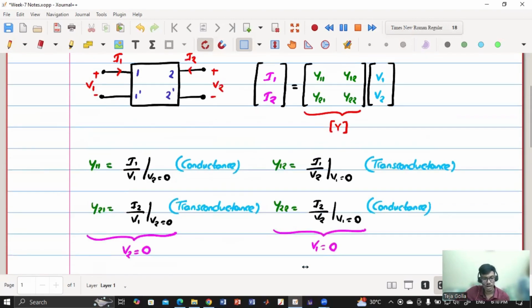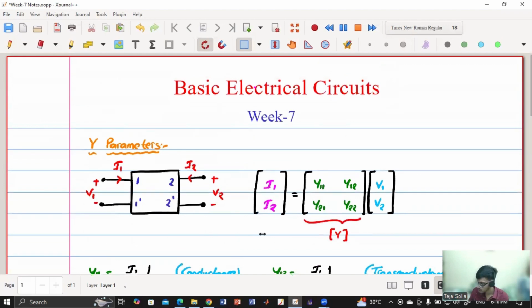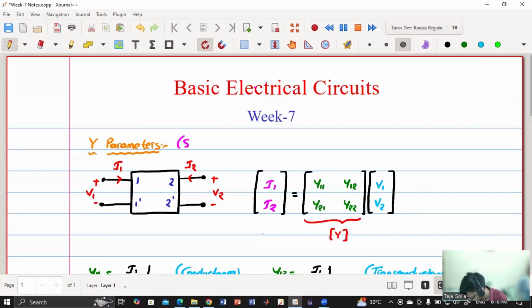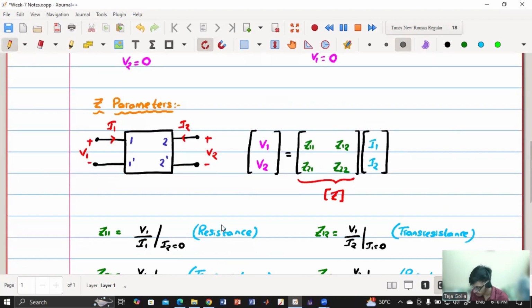If we see here, the voltages are becoming zero, which means they are shorted. That's why the Y parameters are also called short circuit parameters, because to find them we are short circuiting either port 1 or port 2. Similarly, for the Z parameters you are open circuiting to make the current 0. That's why these are called open circuit parameters.